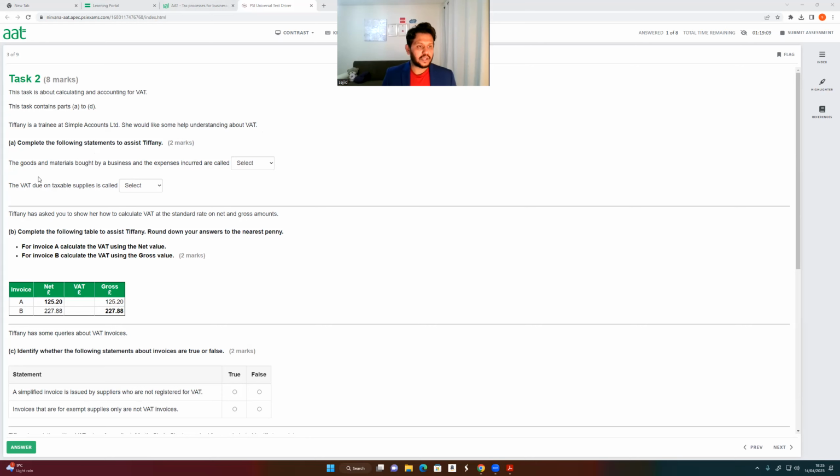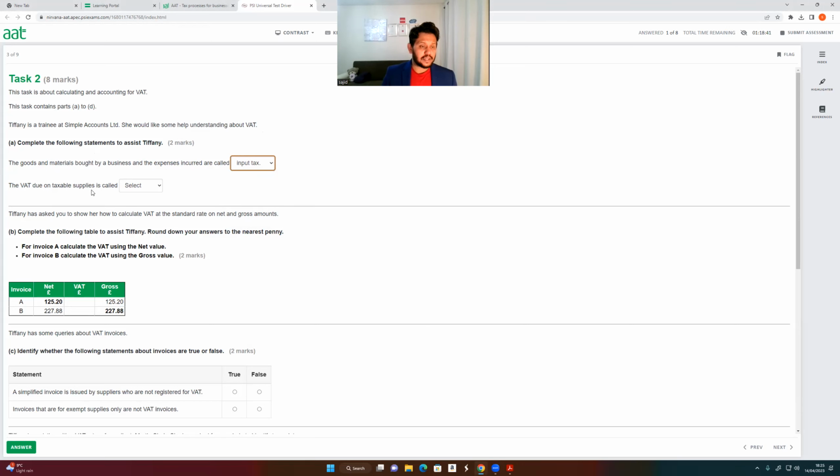2 marks question. The goods and materials bought by the business and expenses incurred are called... Remember that if you buy something, it's always relevant to input tax. If we sell something, it is always relevant to output tax. And input tax is linked with our box number 4, and output tax is linked with box number 1.